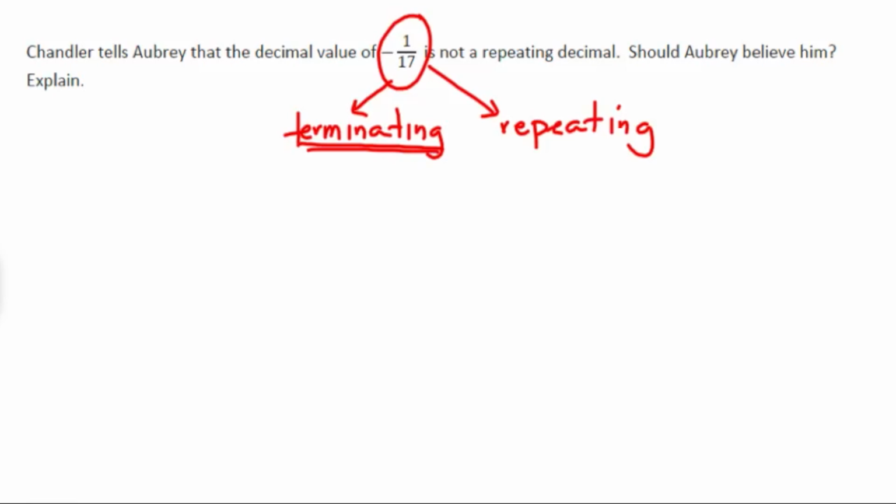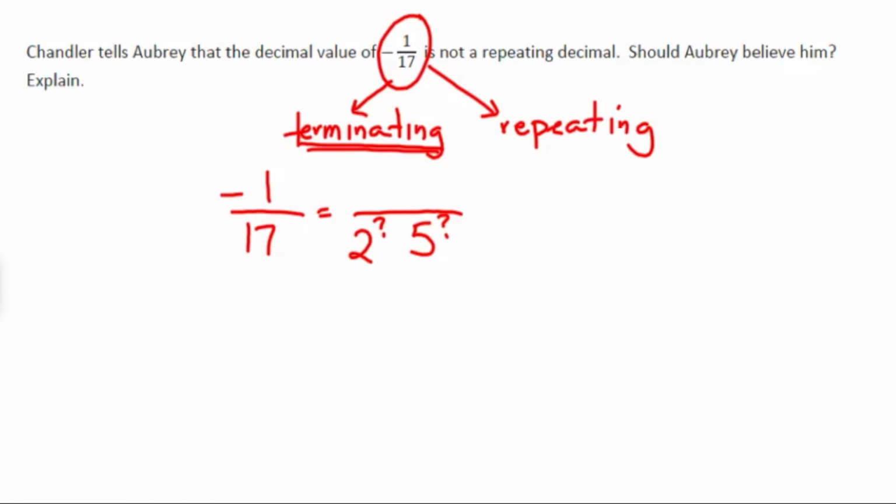Well, in order to be a terminating decimal, we would have to be able to write the denominator, which is the number 17, as powers of 2 and or 5. Because 2 times 5 is 10, so if we could write, for example, this as a denominator of 100, that would be to the hundredths place, or a denominator of 1,000, it would be to the thousandths place. So the question is, can we write the number 17 as 2 to a power and or 5 to a power, or a product of those two?